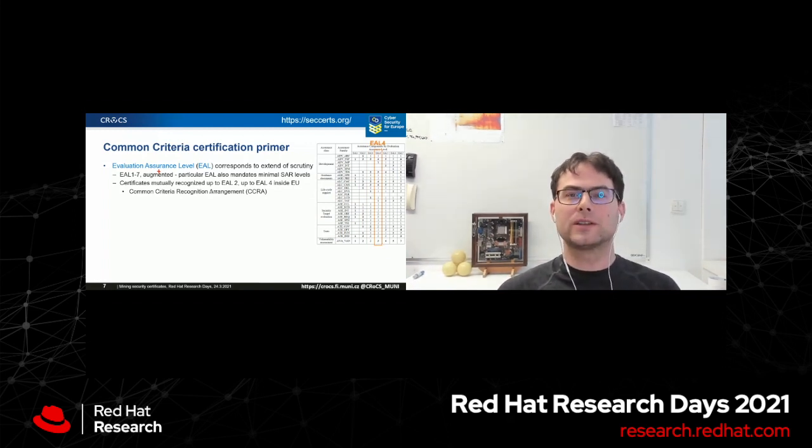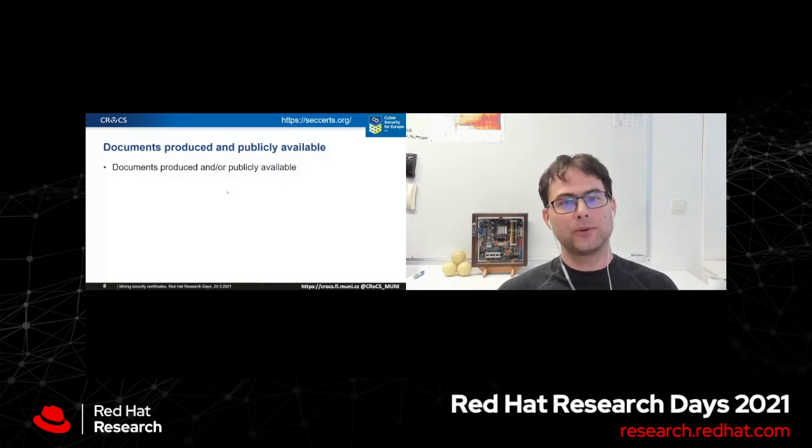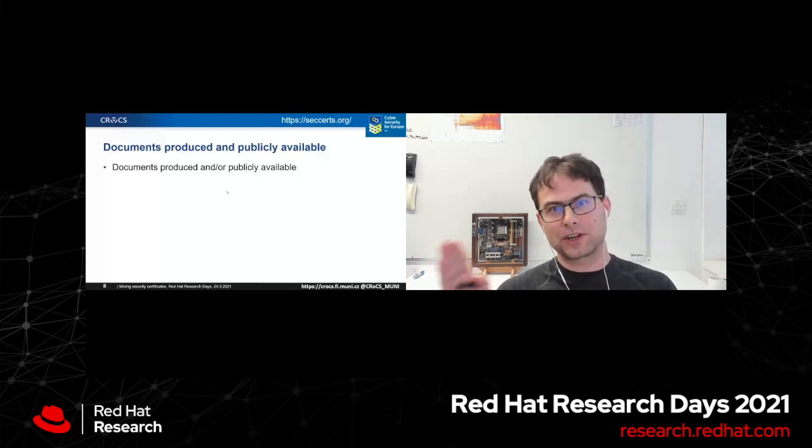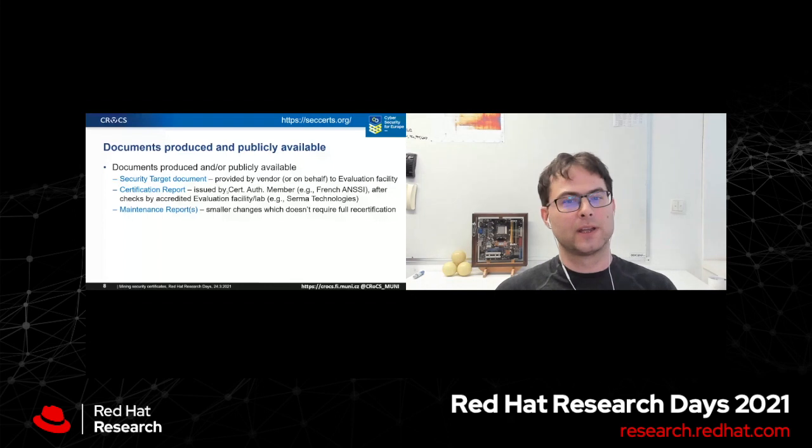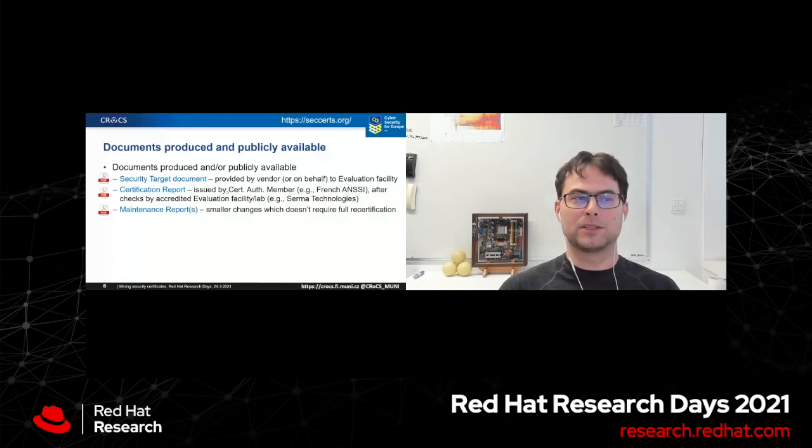And what are the documents? And now we are getting to the part where we start to mine something. So what are the documents that are produced and publicly available here? Security target document, the document provided by the vendor describing the evaluated part. Then we have a certification report, which is issued by a certification authority member like French ANSSI. And then we have a maintenance report if there was such a report already issued. These are usually publicly available as PDF files.